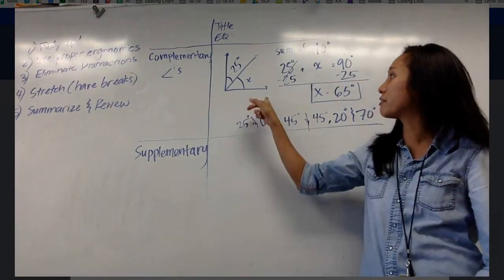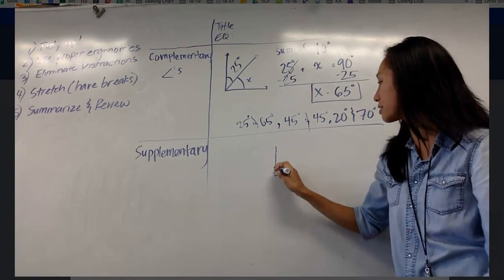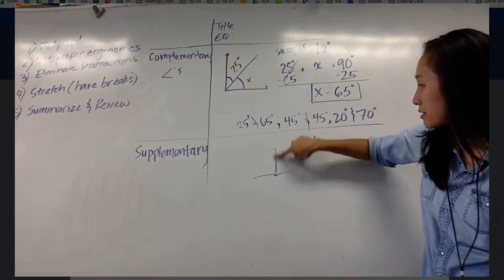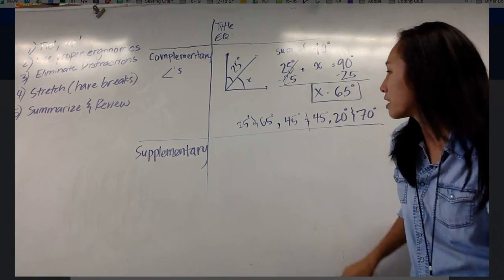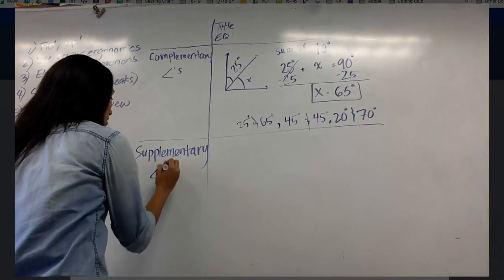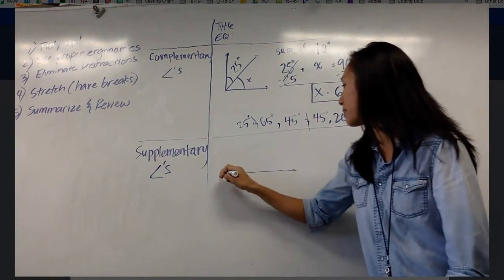Watch this. If you have 90 and you put another 90, what do they make? Just a straight line. Yeah. All right, supplementary angles. We can make a straight line, and there could be many angles in here.